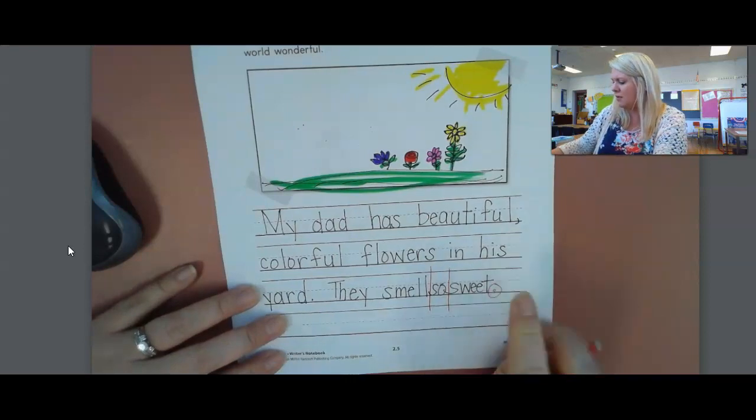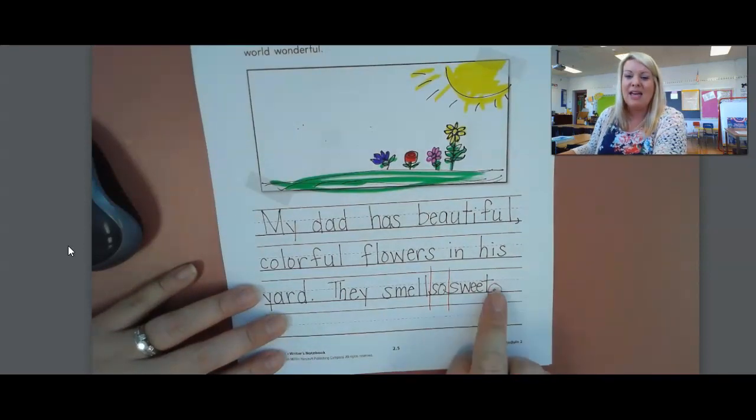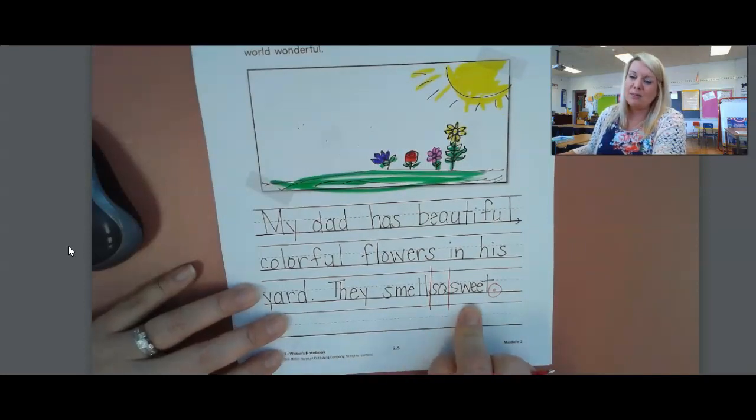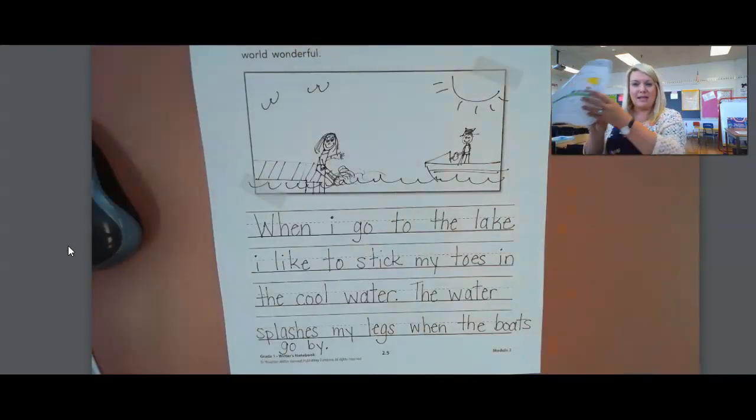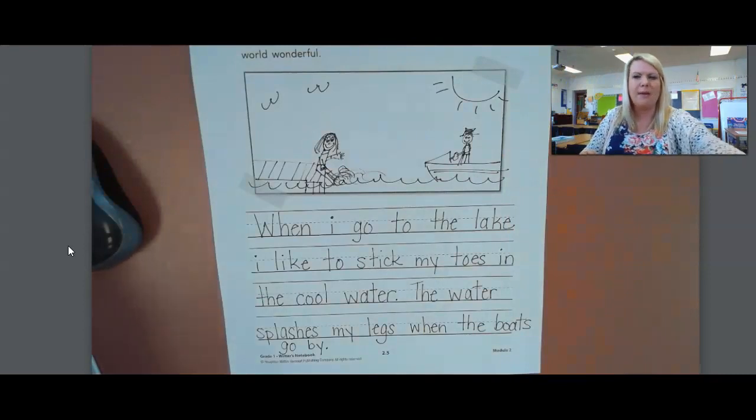I'm going to circle it to remind myself when I write this again, I need to have a period. I'm reminding myself, this can't be my published page. Unless I use pencil, then I could erase. But I'm going to have to do this page over again. Okay, so that's that page. And then I have one more page left.